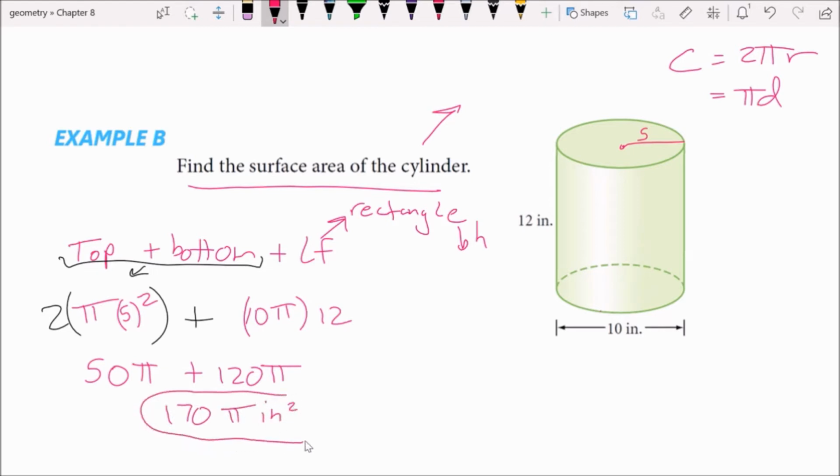Now, if I was going to the hardware store, going to the paint store and buying paint, I'd multiply that out. And so you know what? I better do it right now just to make sure I still know how. So 170 times pi, and it rounds to 535 square inches. So we want to make sure we know how to get both of these answers.